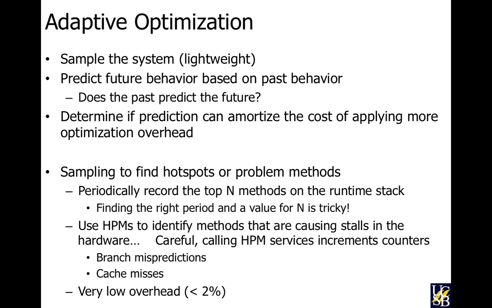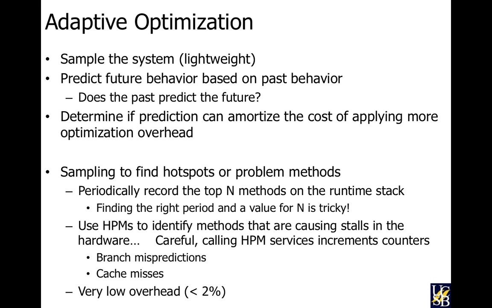We described and discussed the adaptive optimization system in Jikes RVM in previous lectures, but lots of runtime systems for high-level languages use adaptive optimization. Typically, we're going to sample the system in some way and use those samples, those counts, to predict what the future behavior is going to be. The first question we want to ask ourselves is, does the past predict the future? In program behavior, because there is so much repetition, many times the past does predict the future, and so the recent past can give you certain information about how the future behavior is going to perform.